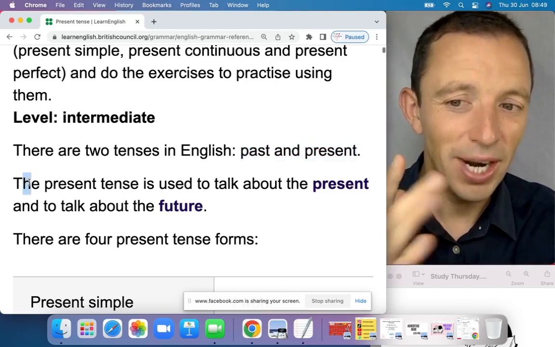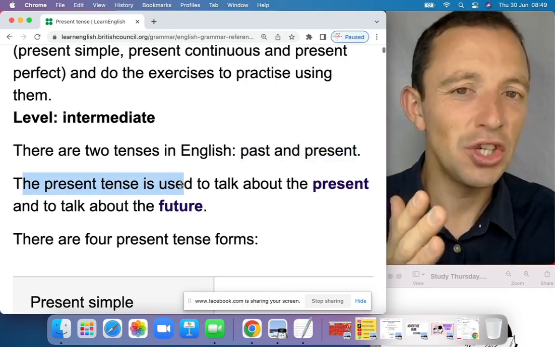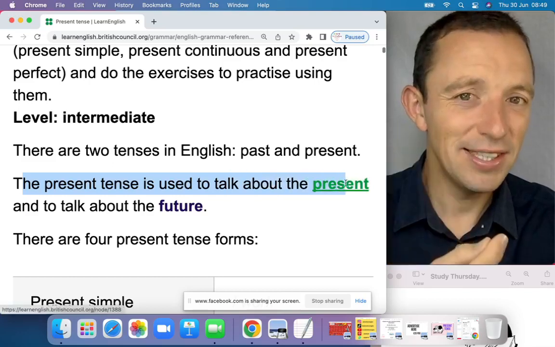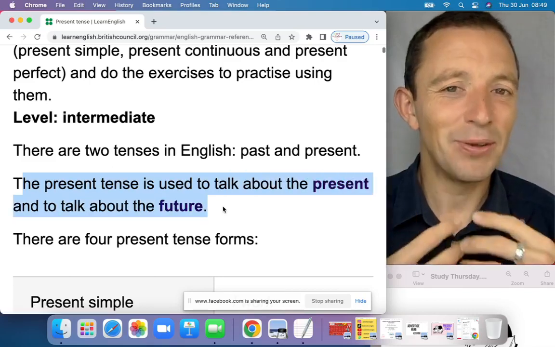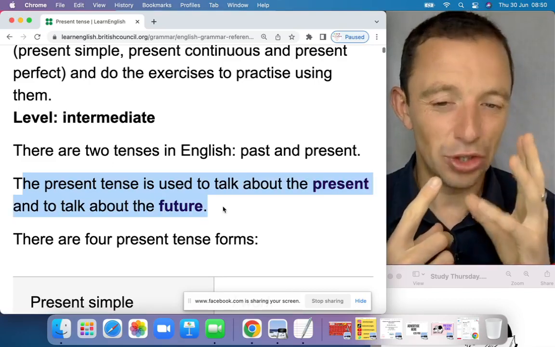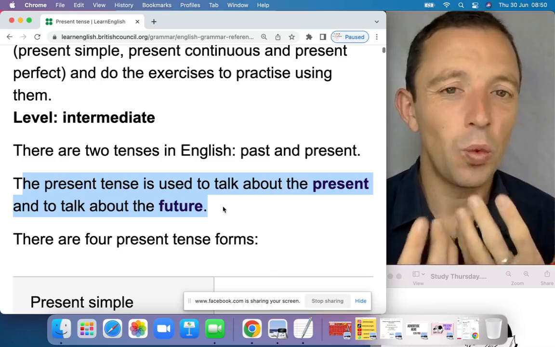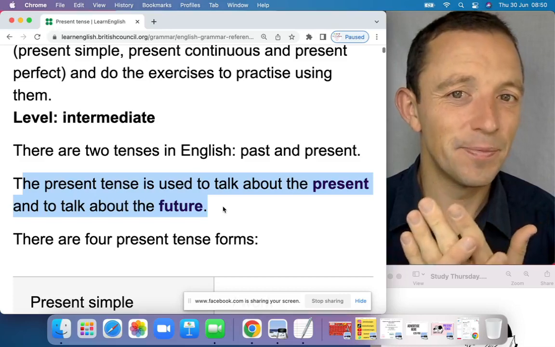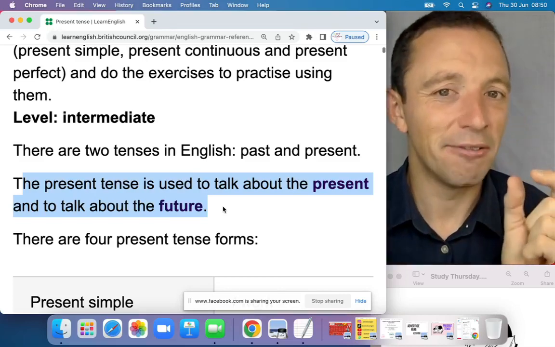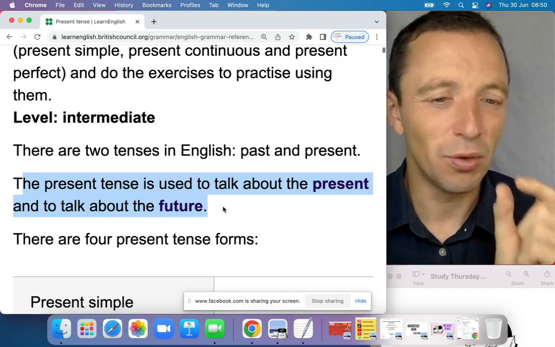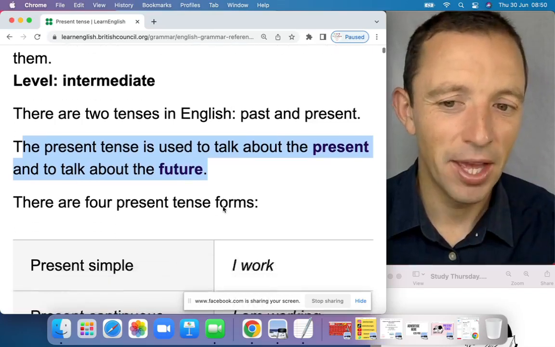So this is amazing, and it's a bit curious and interesting to understand. For example, the present tense is used to talk about the present and to talk about the future. When you want to speak about the future, frequently we use the present tense, and the modal verb will is more general: will go, will eat, etc.